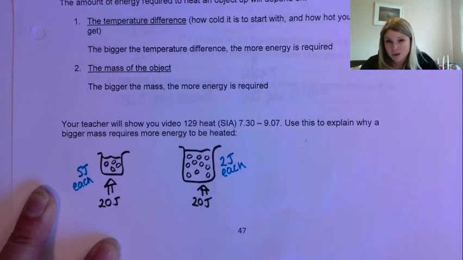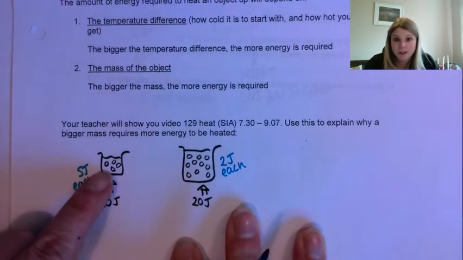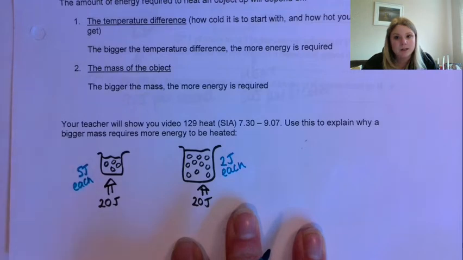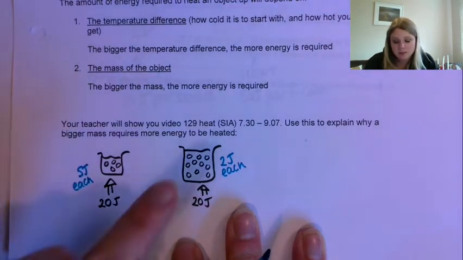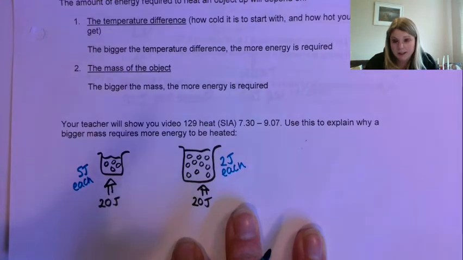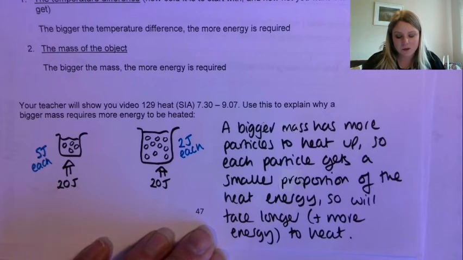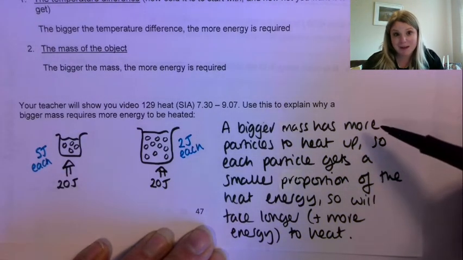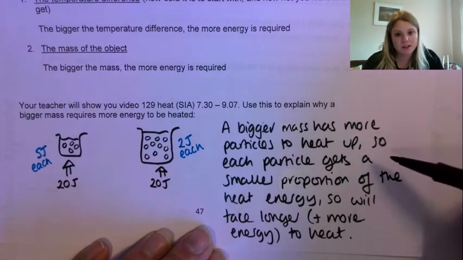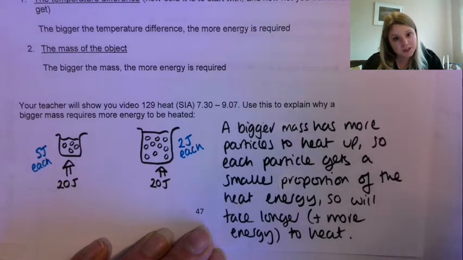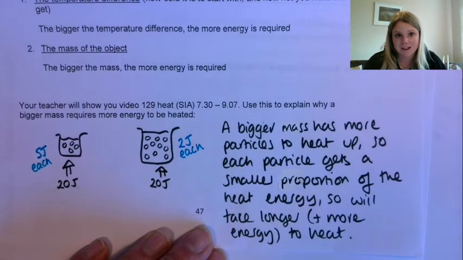Okay, so hopefully you can see what I meant with the money. It's the same idea. Because the smaller one has fewer particles to heat up, each particle gets more energy, so it heats up faster. The bigger one has way more particles to heat up, so the energy gets spread much more thinly amongst them. Each one gets less and it takes much longer to heat up. So we'll write that out here as well. Hopefully the way I've worded that makes sense. A bigger mass has more particles to heat up, so each particle gets a smaller proportion of the heat energy, so it will take longer and therefore more energy to heat. So pause and get that written in.